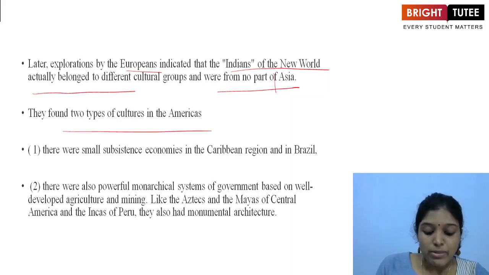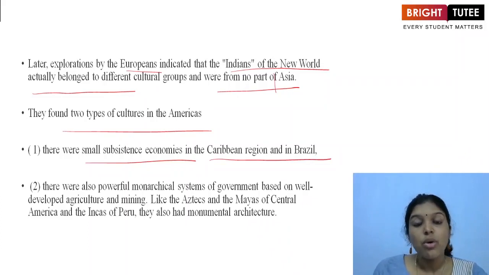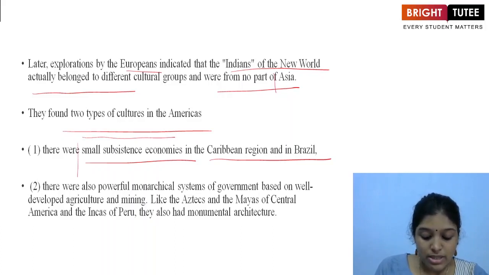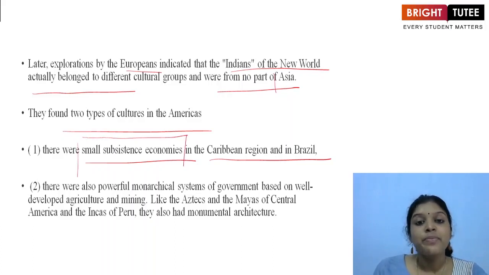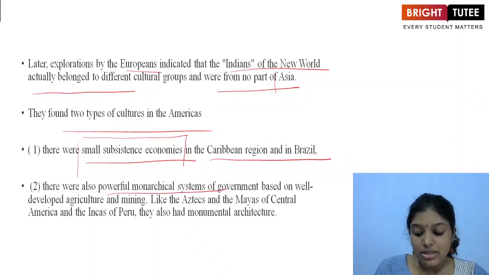And they found two types of cultures in Americas. So these two types of cultures were, there were small subsistence economies in the Caribbean region and in Brazil. That is, they cultivated small areas and they lived with whatever produce they were getting from that piece of land. And second, there were also powerful monarchical systems of government.